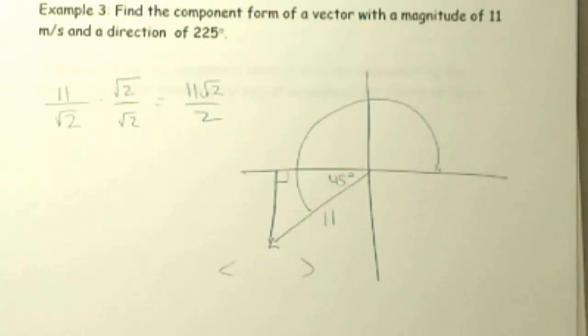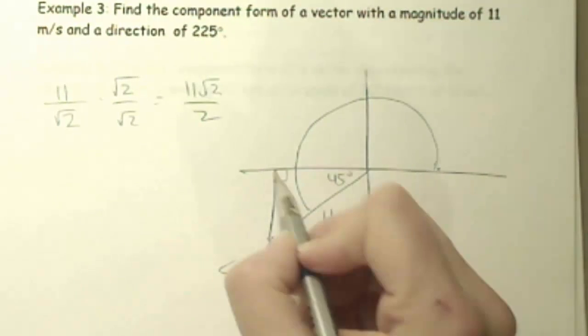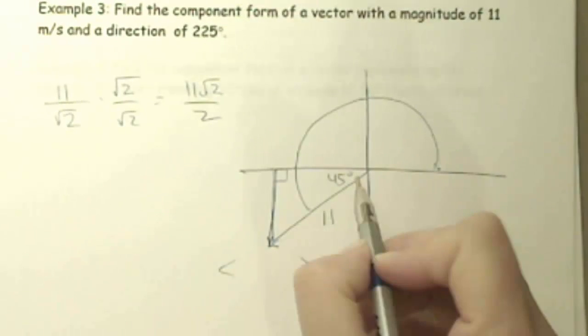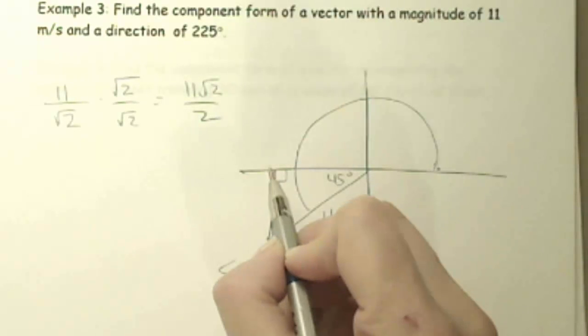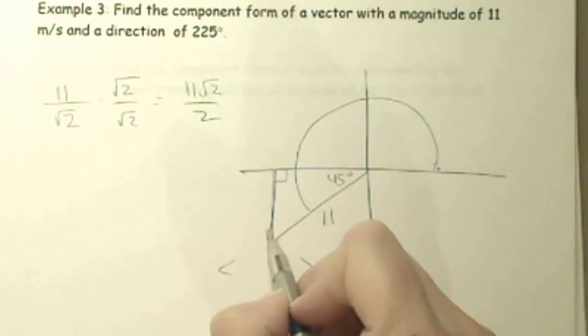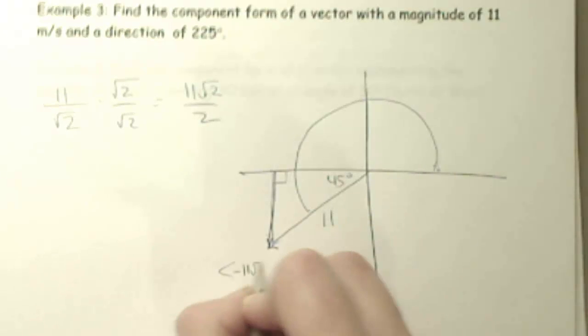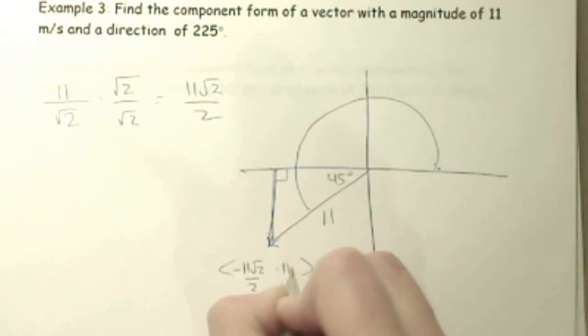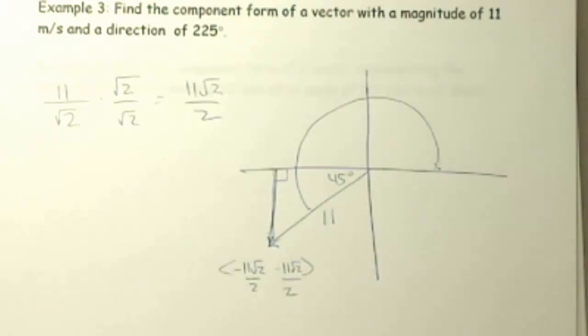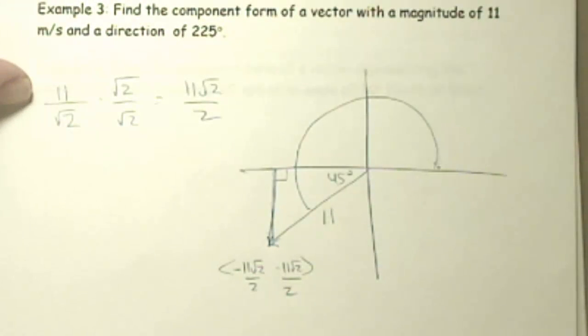Now, because we're in quadrant 3 here at 225 degrees, our component form must as well indicate that, which is why we go negative 11 roots of 2 over 2 and negative 11 roots of 2 over 2. And that is the component form of that vector using special right triangle rules.